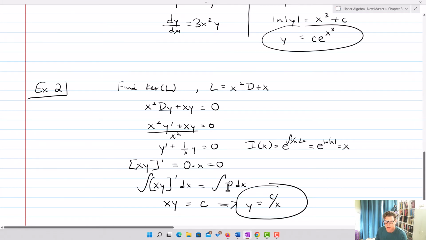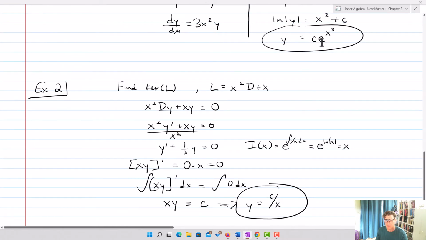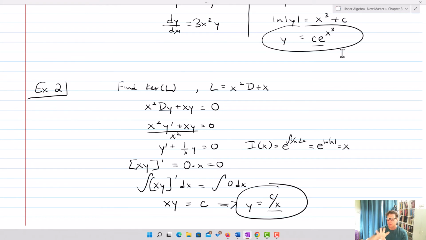Now, a couple things to notice here. One is that we've got a constant. What we're looking at here is the things that are in the kernel. There's actually an infinite number of functions, but they're all of this form: c e to the x cubed, or c over x. So we've got an infinite number, but they're all of a particular form. We call them a family of functions, if you remember.